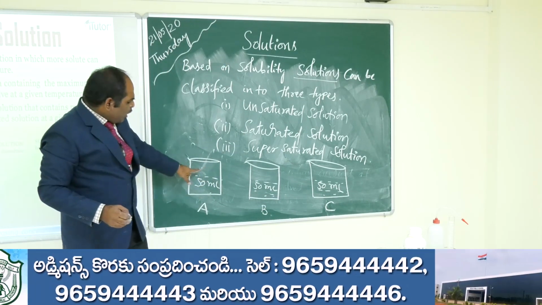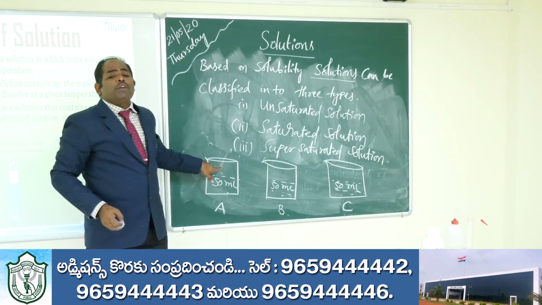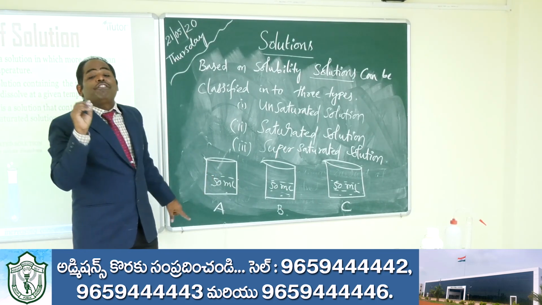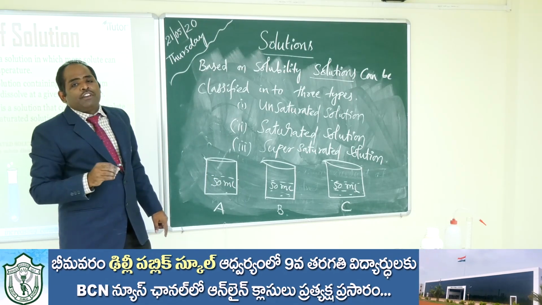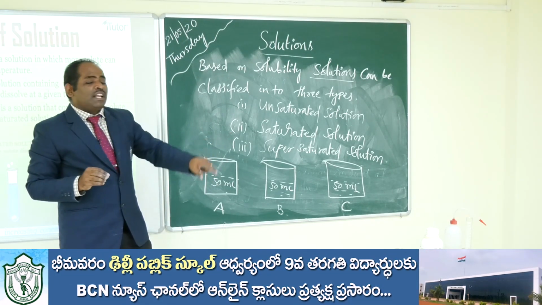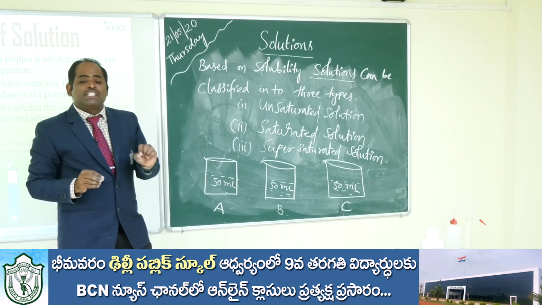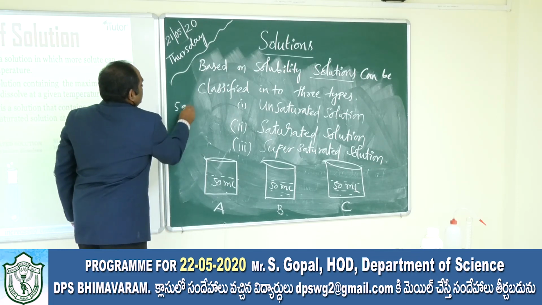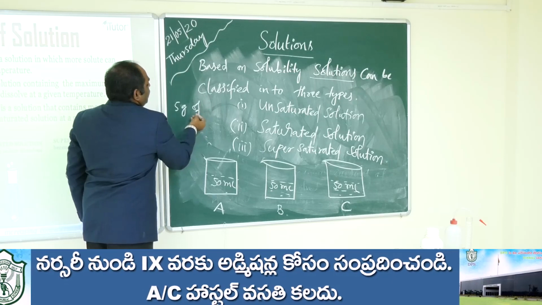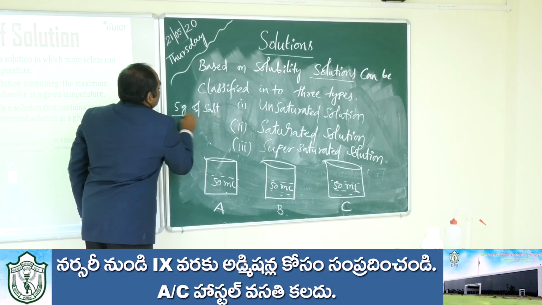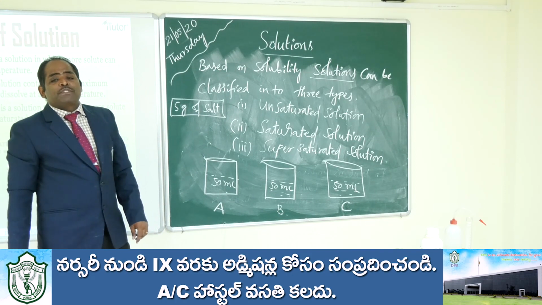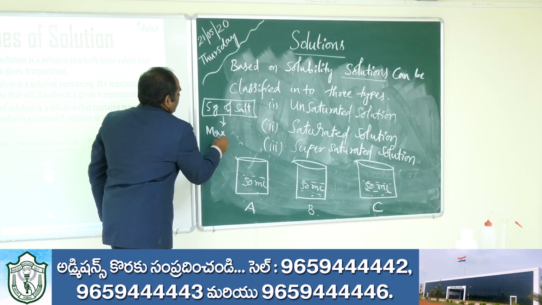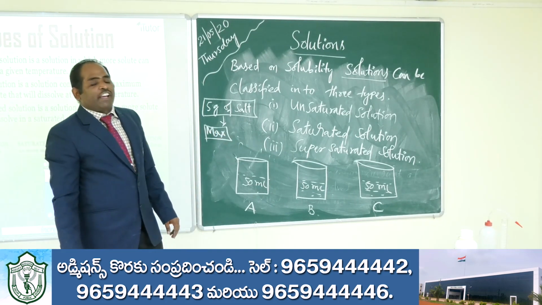Now, how much salt can be dissolved in this? If we calculate it, the maximum amount of salt is only 5 grams. For example, 5 grams of oxalic acid can dissolve in 50 ml of water at maximum. Remember, the maximum amount of salt is only 5 grams. I am taking oxalic acid here.